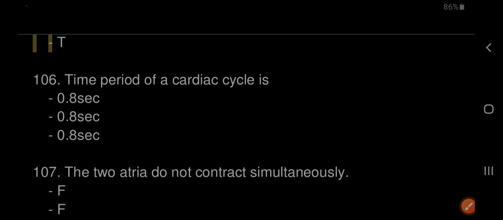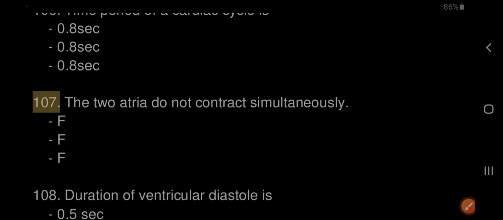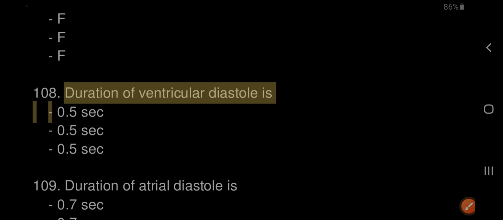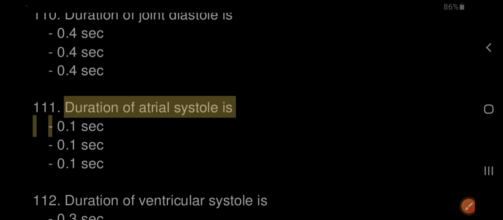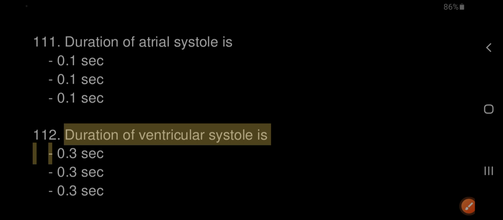106. Time period of a cardiac cycle is 0.8 seconds. 107. The two atria do not contract simultaneously. False. 108. Duration of ventricular diastole is 0.5 sec. 109. Duration of atrial diastole is 0.7 sec. 110. Duration of joint diastole is 0.4 sec. 111. Duration of atrial systole is 0.1 sec. 112. Duration of ventricular systole is 0.3 sec.